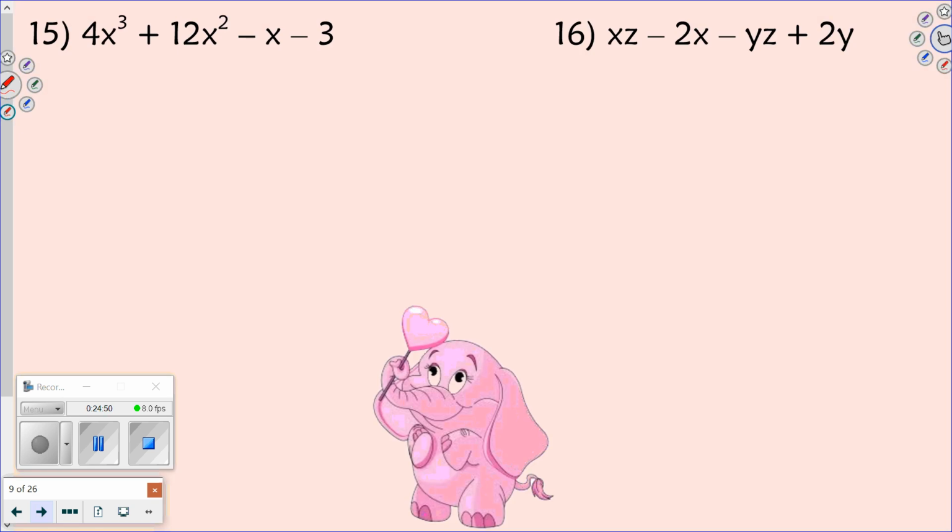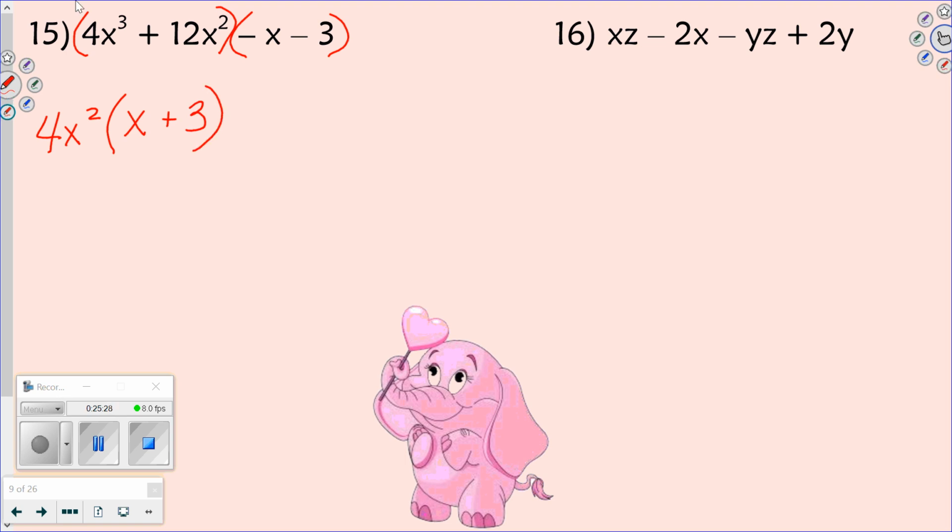All right, let's try another one. 15. All right, so if I'm going to group the first two and the last two, I can take a what? I could take a 2, but I could take something bigger. I can take a 4 and x squared. Yep, I can take out a 4x squared. If I take out 4x squared, we're left with just x plus 3.